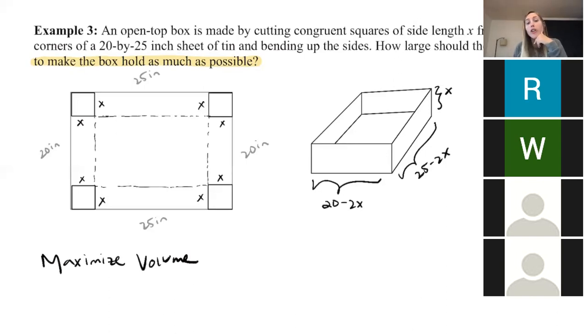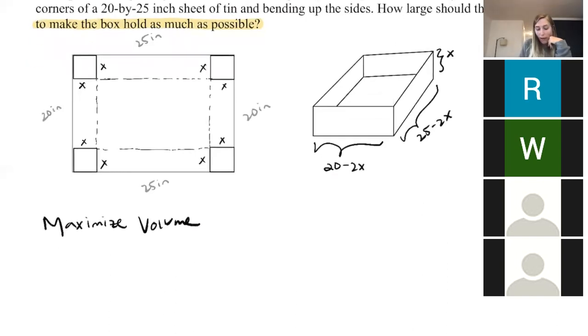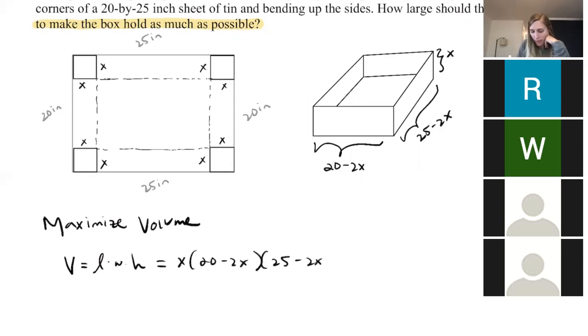Which means we need a volume equation. And in the last problem, we're reminded that volume is equal to length times width times height of a box or a rectangular prism. So in this case, we could do x times 20 minus 2x times 25 minus 2x. I put the height first in this case, but multiplication is commutative, so order doesn't matter for the factors.